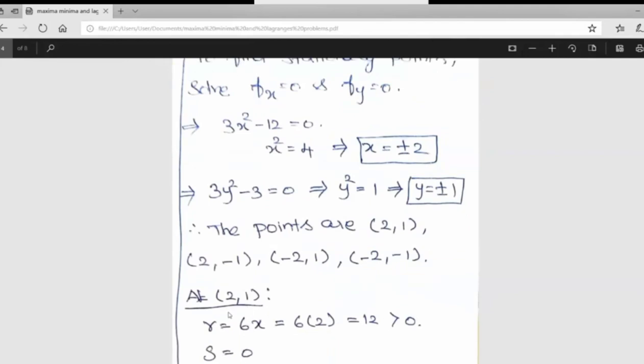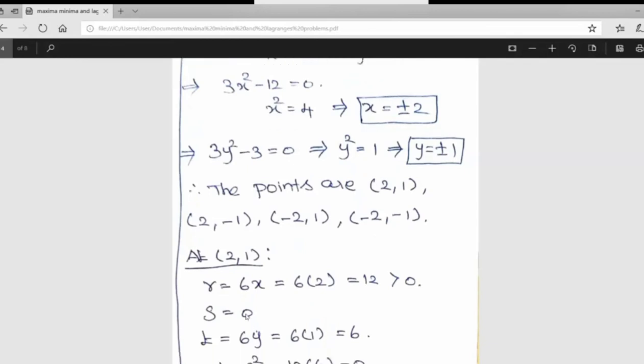2 comma 1 means you have to substitute this 2 comma 1 in your r. So r, as usual, is 6x. In this 6x you substitute the x value, so 6 into 2 means you will be getting 12. This value is greater than 0. Similarly, the s value already is 0, so there is nothing to do. The t value is 6 into y. The y value here is 1, so 6 into 1 we will be getting the value as 6. So this is the value for your t.